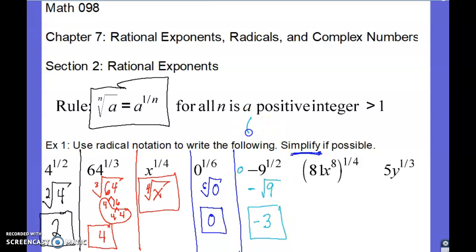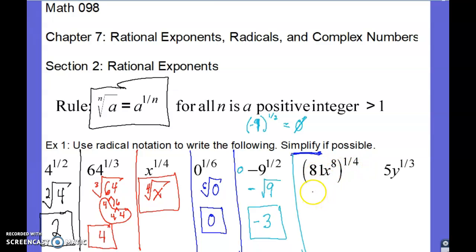So how would that be different is if we had -9 to the 1/2 power. Whoops, I meant to say -9. This is no solution because you cannot square root a negative number. So there's a big difference here, so pay close attention to that. Moving on to the next one.